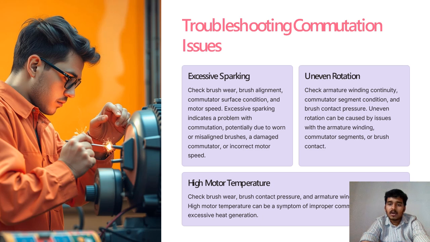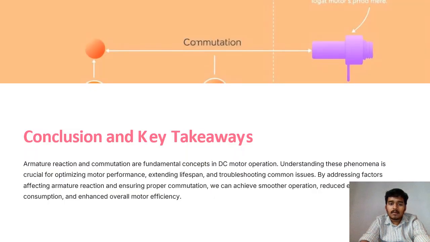Uneven rotation can be caused by an issue with the armature winding, commutator segment, or brush contact. And the conclusion and key takeaways are: armature reaction and commutation are fundamental concepts of DC motors and explain their operation. Understanding these phenomena is crucial for optimizing motor performance, extending lifespan, and troubleshooting common issues by addressing factors affecting armature reaction and ensuring proper commutation.